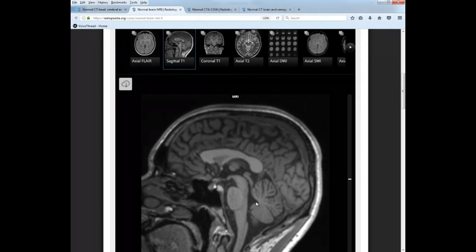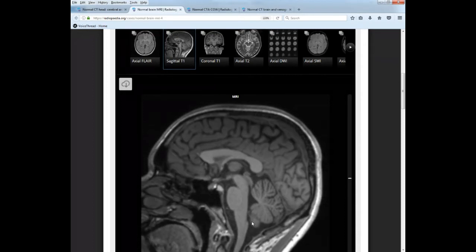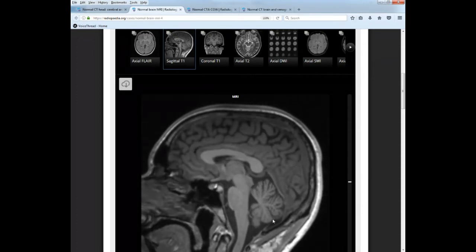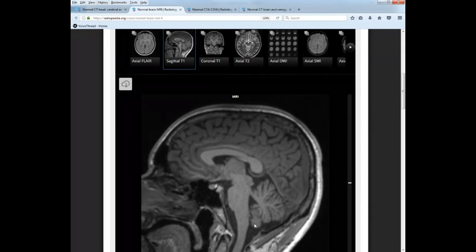Aqueduct of Sylvius, 4th ventricle, central canal, and then you have down going into your cisterna magna, the median aperture is in here. Right here, connecting over to the cisterna magna back here. All right, so that's that. Am I missing anything? No, I don't think so.